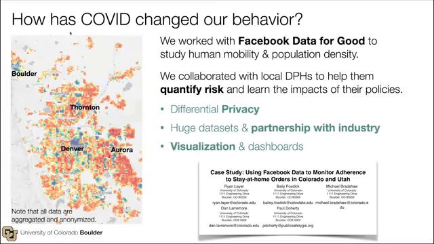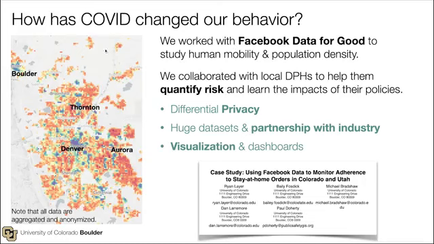So in this study, we were asking, how has COVID changed our behavior? So we teamed up with Facebook's Data for Good to study human mobility and population density. We collaborated with local departments of public health to help them quantify risk and learn the impacts of their policies. So especially in March 2020, April 2020, and May 2020, when there were a lot more movement restrictions, it was really important for policymakers to understand, are people actually following the rules that we put out there, or are they still going about their business?